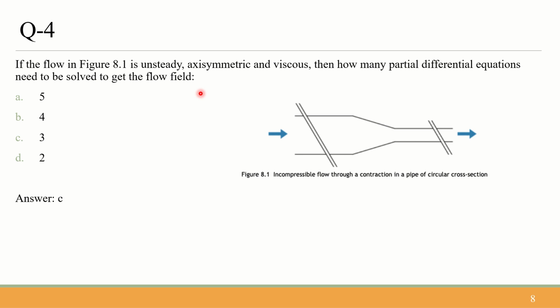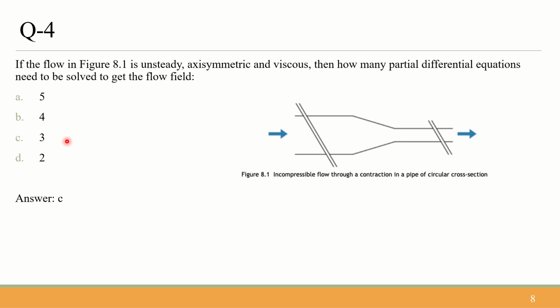Let us look at the options. Option A, 5, is false. Option B, 4, is again false. Option C, 3, is again false. Option D, it is 2. Sorry, option C, 3, is right. I am sorry, option C, 3 is the right answer, and option D, which mentions 2, is a wrong answer. So option C is the right answer, where we are solving three partial differential equations.